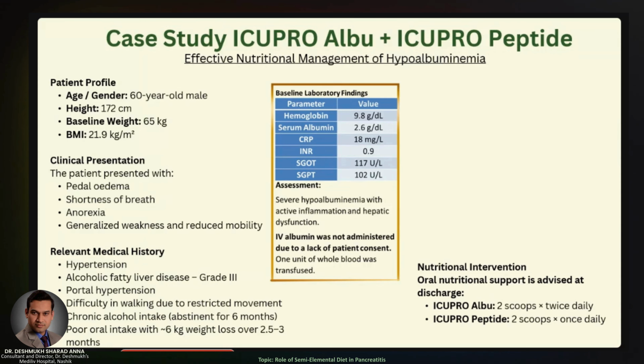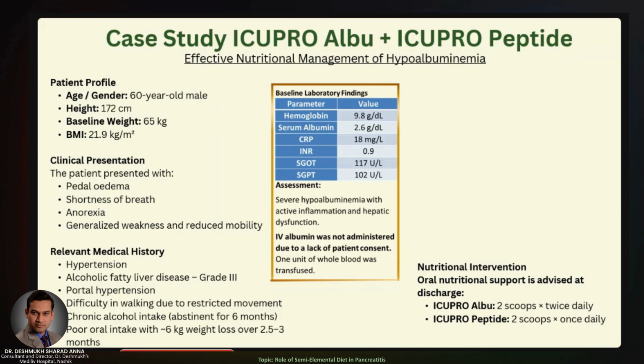His baseline lab parameters showed low hemoglobin, low albumin, and high CRP, which is an indicator of inflammatory activity, and SGOT and SGPT were 3 times elevated than normal. So there was hypoalbuminemia with active inflammation and hepatic dysfunction.